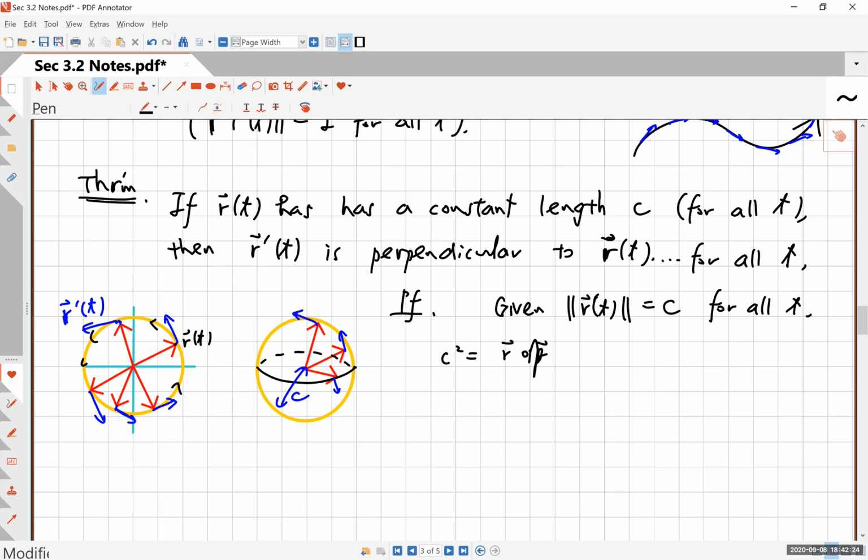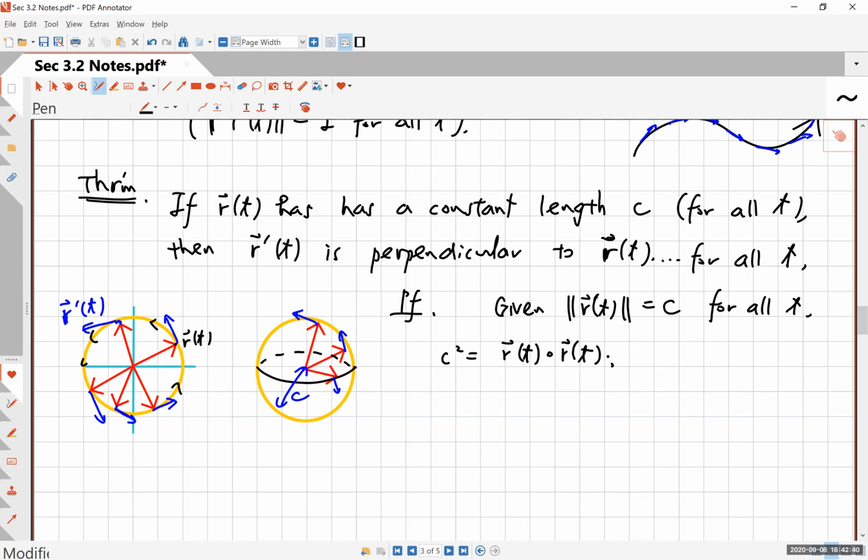You see that? Maybe I should be more specific here. Maybe I should write, I need to erase this. I am not erasing any of this. That's the way to erase this. So this is r of t dotted with r of t, right?